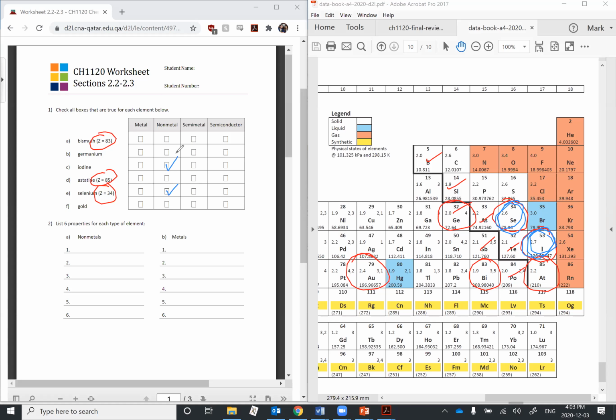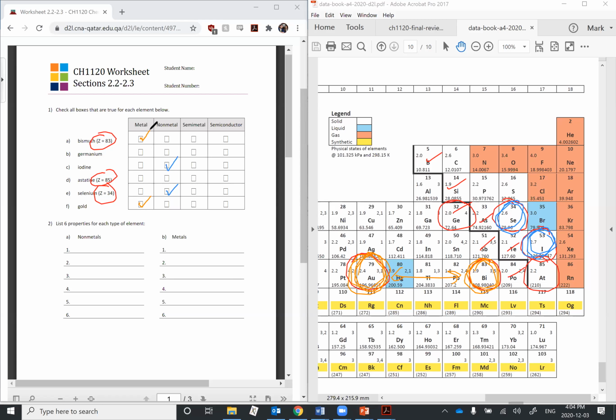Now, the same thing goes for, I'll pick a different color. Let's go orange. Gold and bismuth are also not on the staircase. They are to the left of the staircase. They would be metals. So gold and bismuth would be metals.